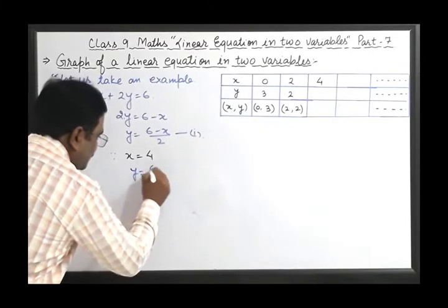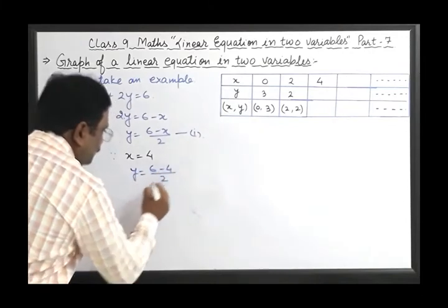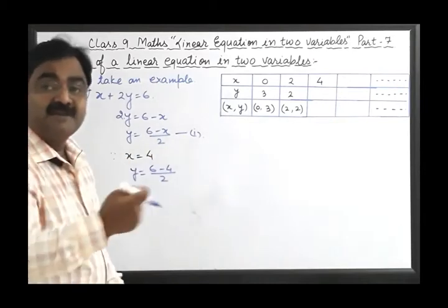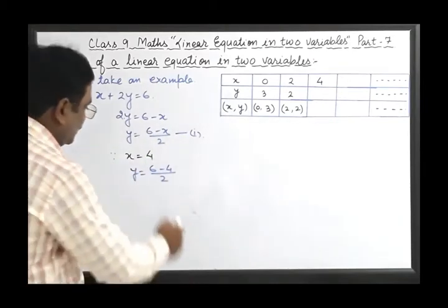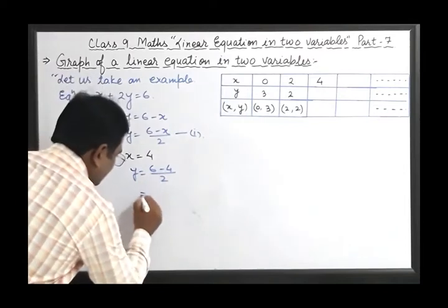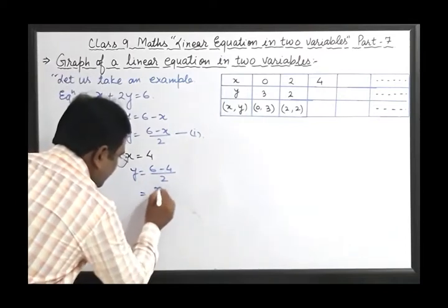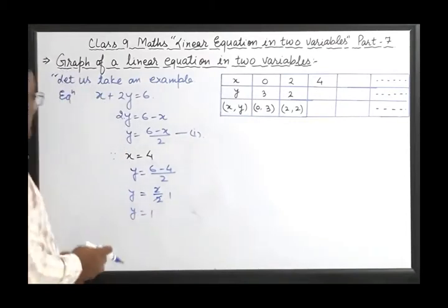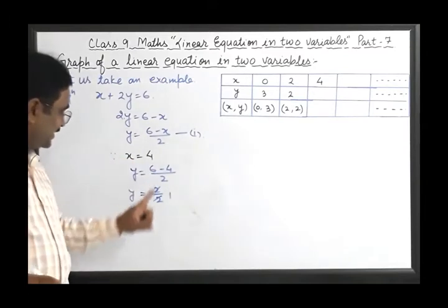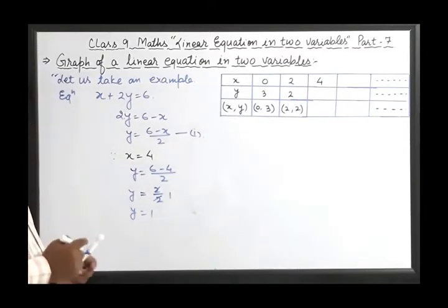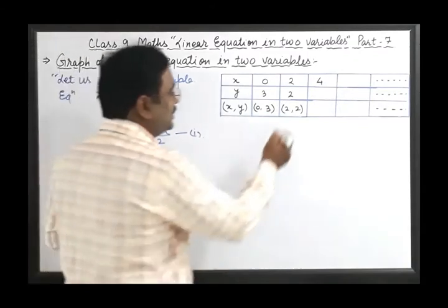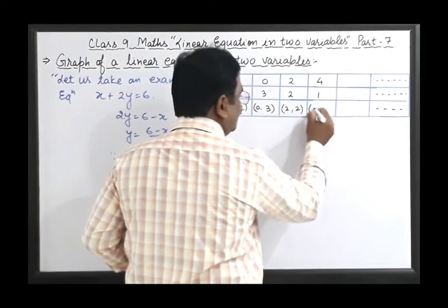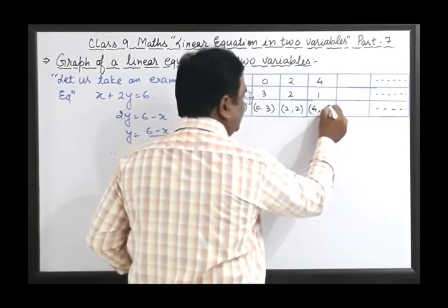y is equals to (6 minus 4) upon 2, because y is equal to (6 minus x) upon 2 is here. At the place of x we have substituted 4. Now 6 minus 4 is 2 upon 2, cancel. You got y is equals to 1. As x is equals to 4, its corresponding y is equals to 1, you got it. Okay, so let us substitute here the value of y. So your solution is (4, 1).